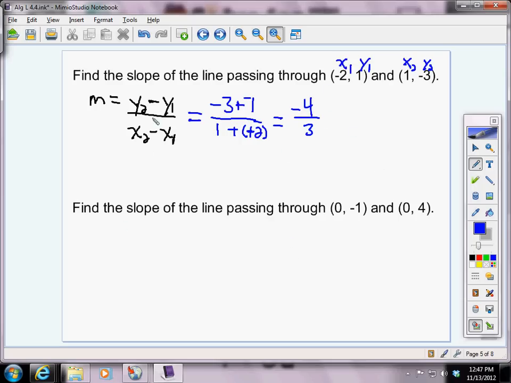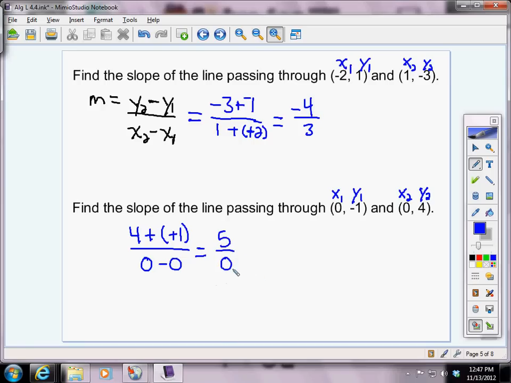The last one to talk about real quick, again using this formula here. I just want to make sure you see this example of points. So it says find the slope of the line passing through (0, negative 1) and (0, 4). Okay, again, we can find the slope of this line without having to graph it. Our y2 is 4 minus our y1, which is a negative 1, over our x2, which is 0, minus our x1, which is 0. Now in this case, keep, change, change, we get something called 5 divided by 0.